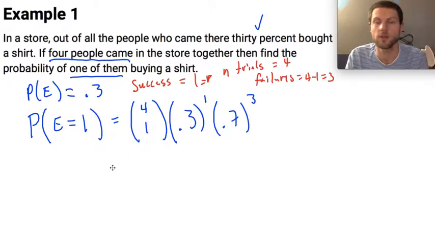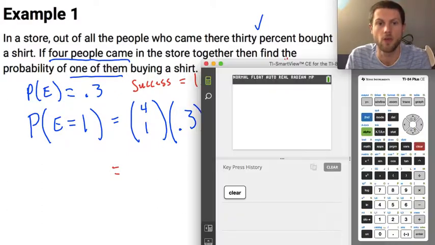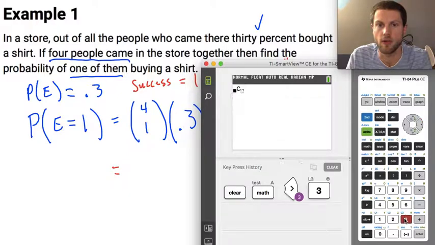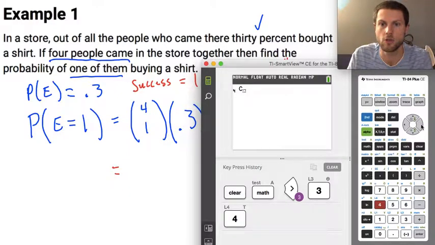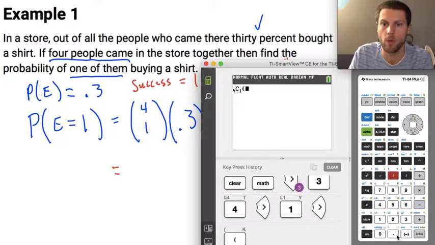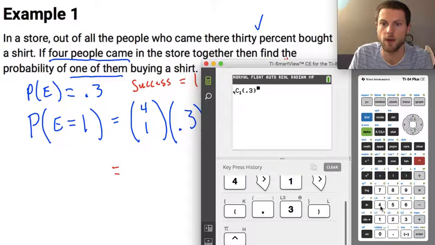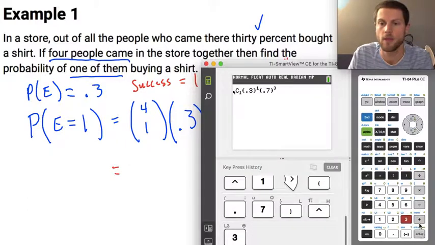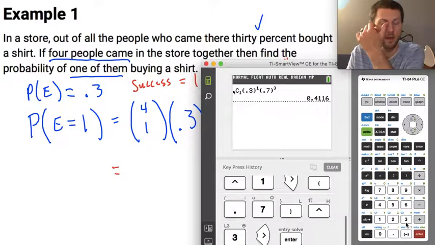So now to actually figure out what this probability is, I'm just going to type it into the calculator. I can type this in just as it's written. I'm going to go to math, then probability, then nCr, that's the 3rd option, and I want to type in 4 choose 1. And I'm going to multiply that by 0.3 to the 1st power times 0.7 to the 3rd power. And when I hit enter, that should give me a decimal here.